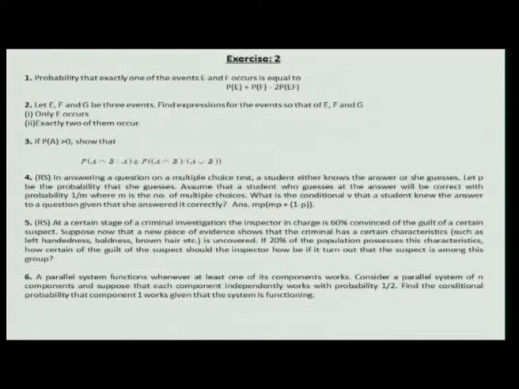Now, if E, F and G are 3 events, then you have to find expressions. Again, I just want you to be familiar with how you express events in terms of complements, union and intersection. So, here I want you to find expressions for the events so that of the 3 events E, F and G, only E occurs. In another part, you have to write that exactly 2 of them occur, so the third one should not occur. So, you can imagine that you will have to use unions and complements, right.